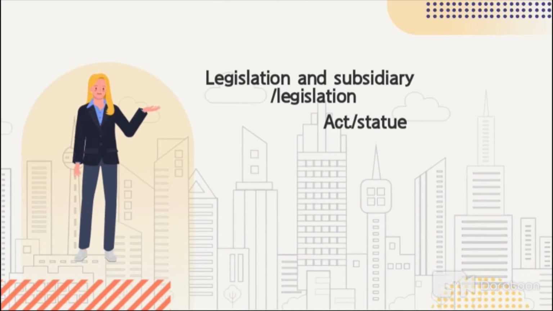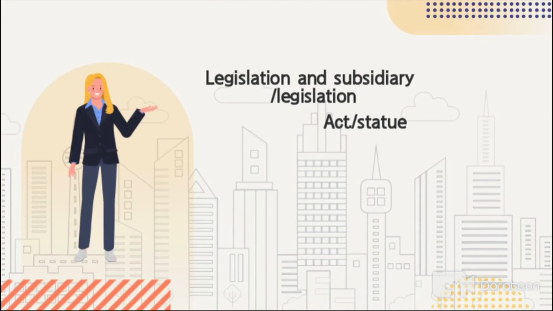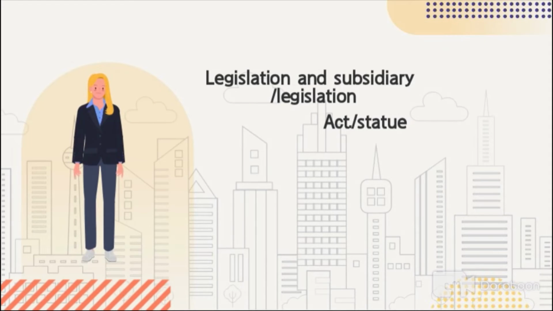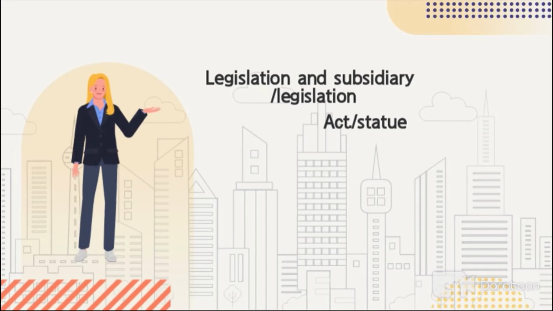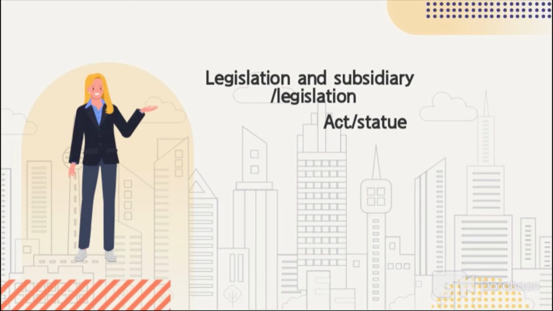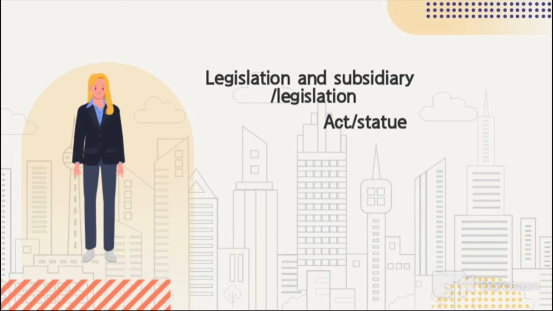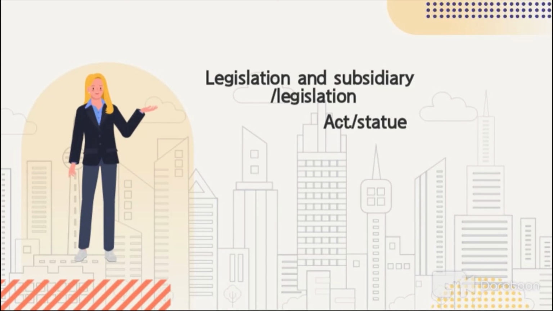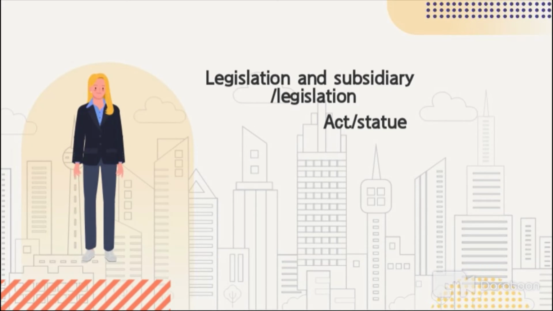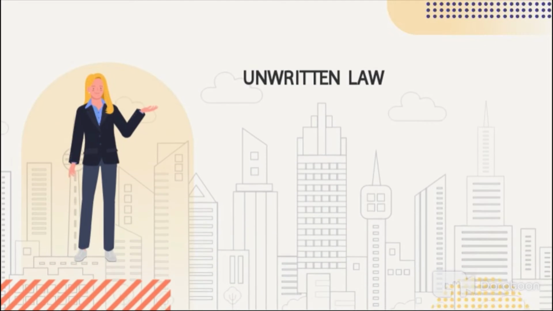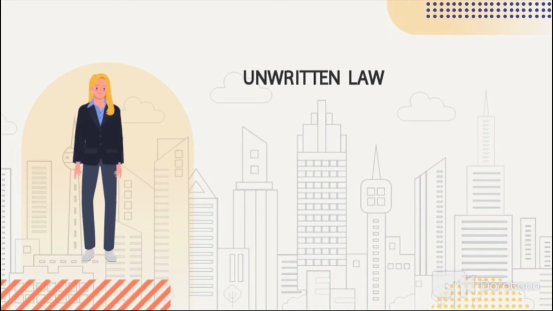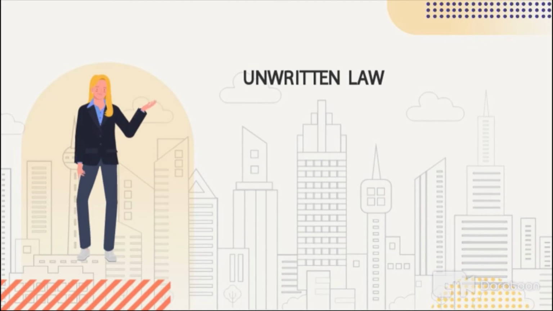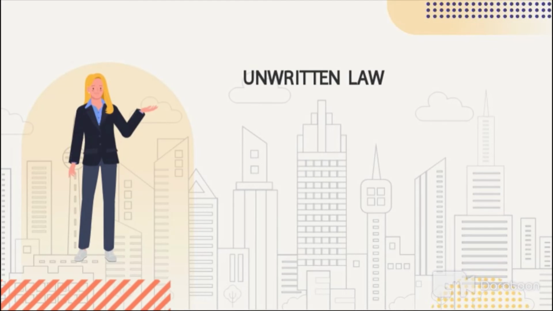Number three, we have legislation and subsidiary legislation, which is any proclamation, rule, regulation, order, notification, or other instrument made under any act. Number four, we have act and statute. This is an act of law or a change of a person's legal right arising from legal effect.